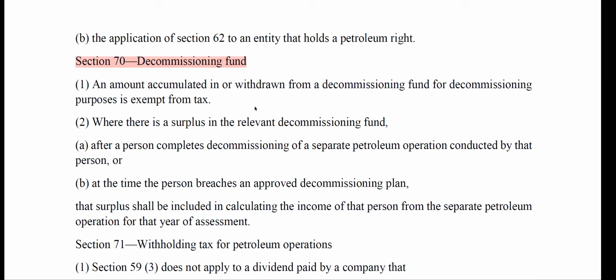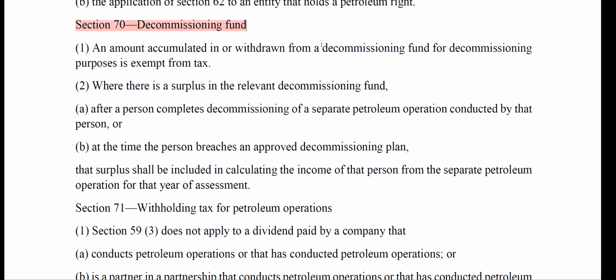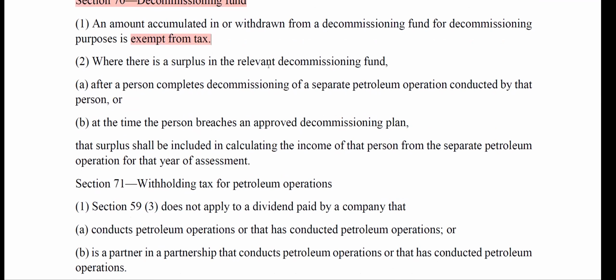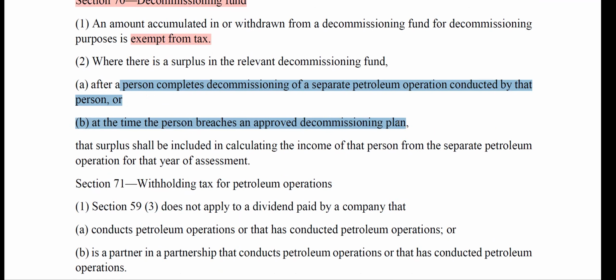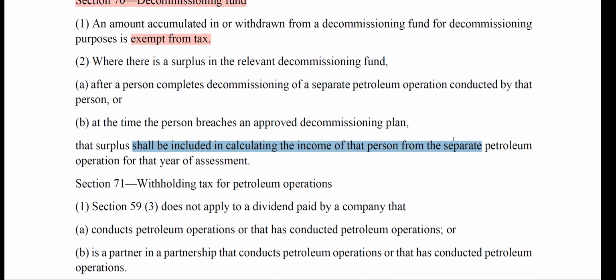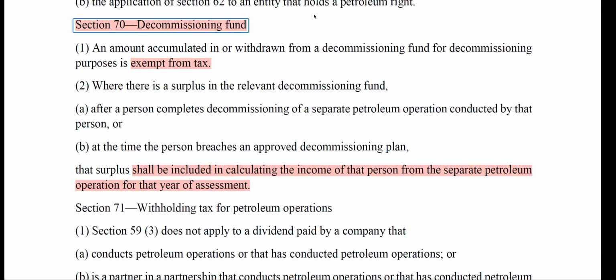Decommissioning fund. An amount accumulated in or withdrawn from the decommissioning fund for decommissioning is exempt from tax. You see how petroleum and minerals are just the same, but with different names. Where there's a surplus in the relevant decommissioning fund after a person completes decommissioning of a petroleum operation conducted by the person, or at the time he breaches an approved decommissioning plan, that surplus shall be included in calculating the income of that person from the separate petroleum operation for the year of assessment. How is this different from the other one? Same, right? So whatever you do for the decommissioning fund is the same thing you do for the approved rehabilitation fund.